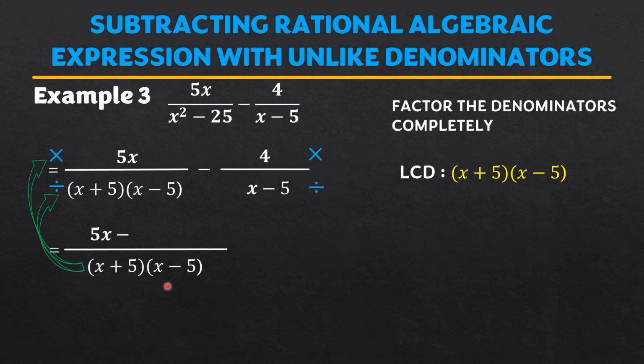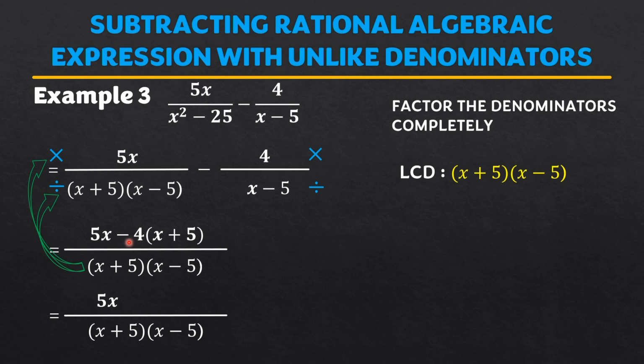So x plus 5 times the quantity of x minus 5 divided by x minus 5 is equal to x plus 5, and then times 4, we will have 4 times the quantity of x plus 5. Okay, that is the step 2. Step 3 is we will simplify. So we will copy the 5x, and then we will distribute the negative 4 inside the parentheses.